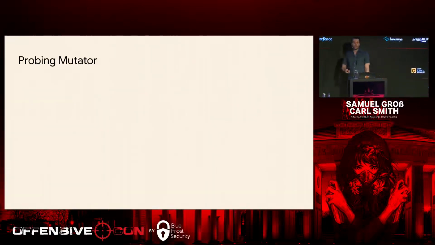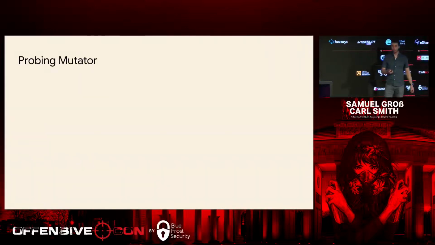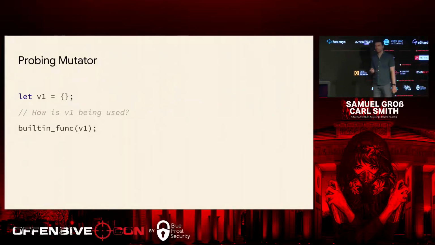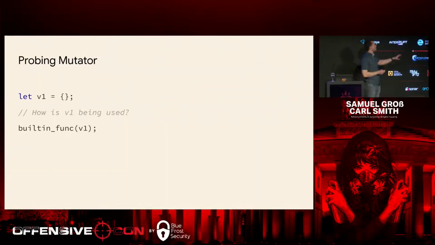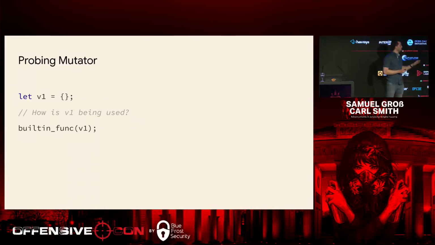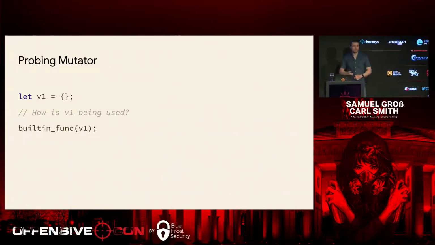So let's build something generic that can find these issues. And this is the first mutator we have. We call it the probing mutator. What it wants to do is answer the question: maybe you have a value in your program that's being used in some way, how is this value being used by the engine? Maybe because you're calling a built-in function.